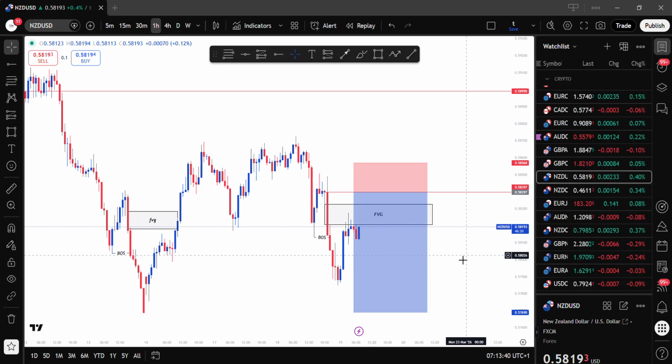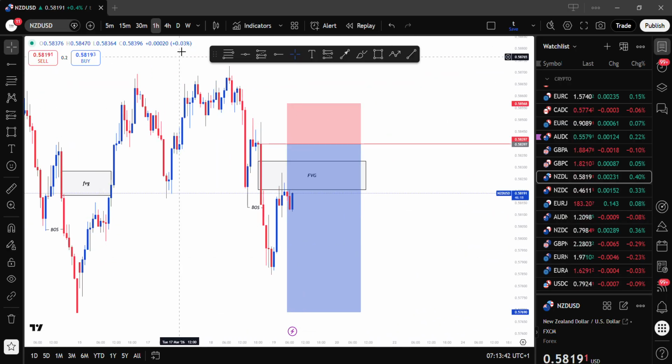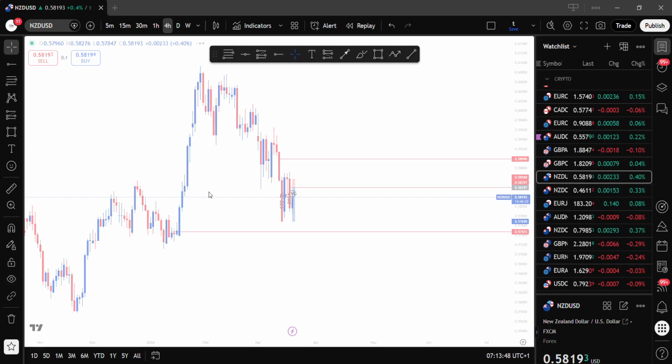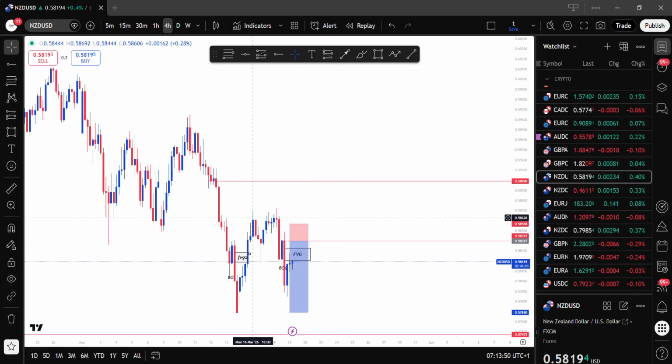If you check the NZD USD, on NZD USD, check the daily time frame, you can see market has been selling to come respect this order block. So if you check the 4 hours, you can see more sales happening. This is a break of structure here. This should be another block on 4 hours.